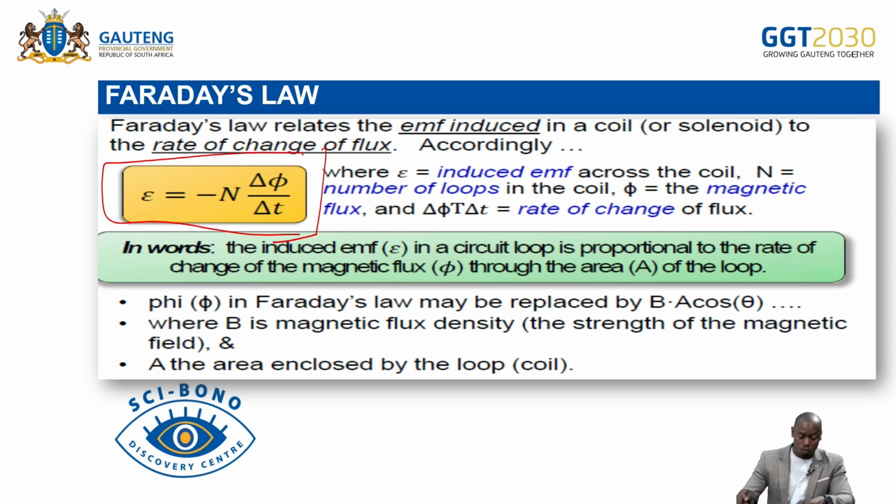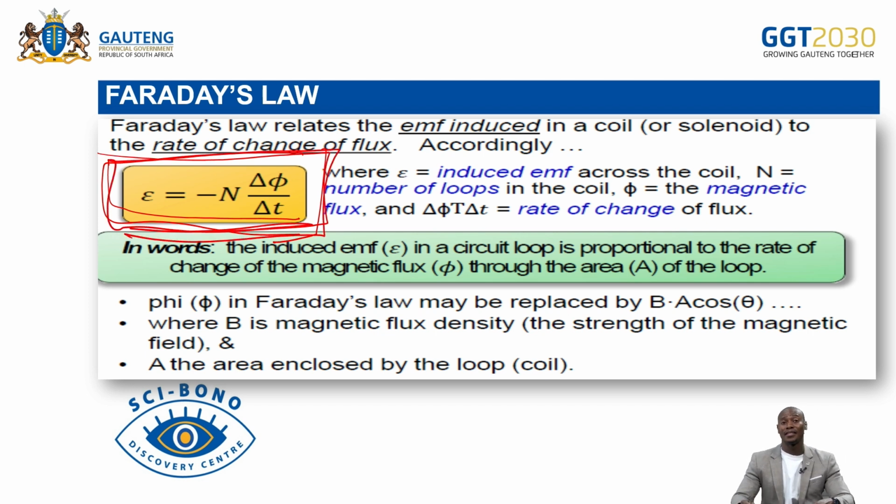Then this brings us to what we call Faraday's law. Faraday's law is defined in words as: the induced EMF in a circuit is proportional to the rate of change in magnetic flux linkage. Now that induced EMF can be calculated using this equation.